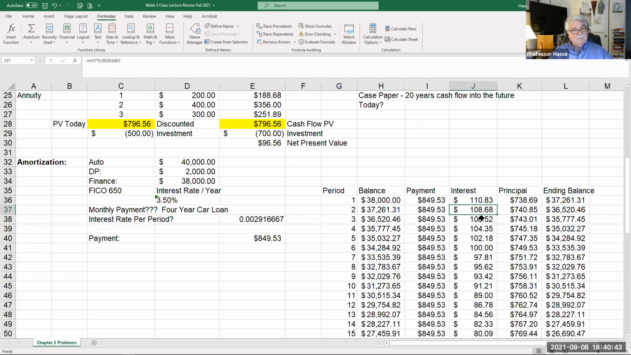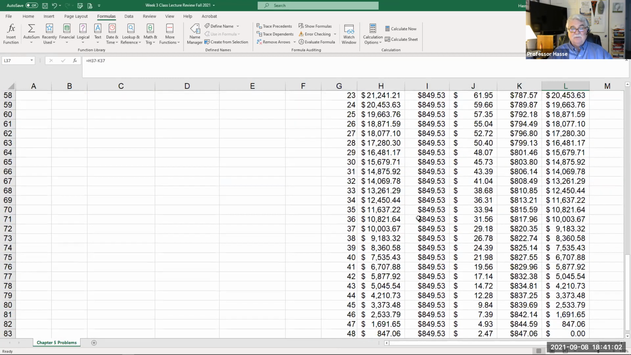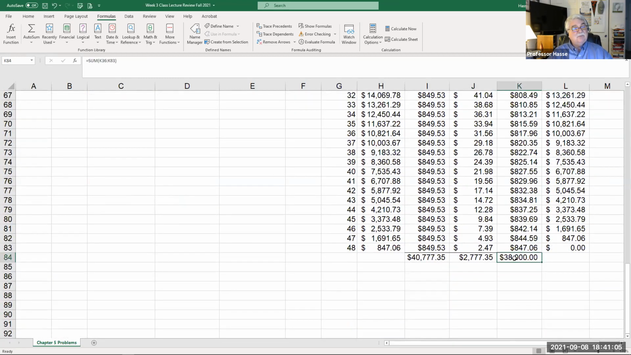Notice it's lowering. Because why? I'm paying off the principal. How much principal? The difference between the interest portion and the calculated payment. There it is. The new balance, and so forth. And notice if I go all the way down as this is paid off over the 4 years, look what happens. I pay it off, $38,000. So I'm making 48 payments of $849.53, which is $40,777.35, of which $2,777.35 is interest. The rest is principal.